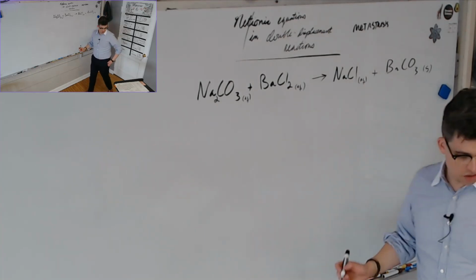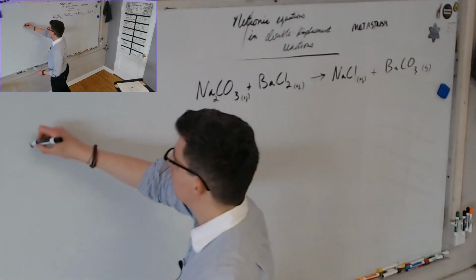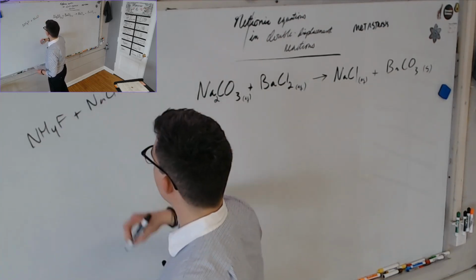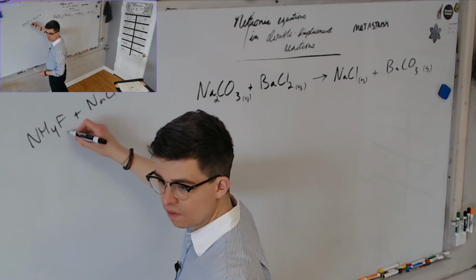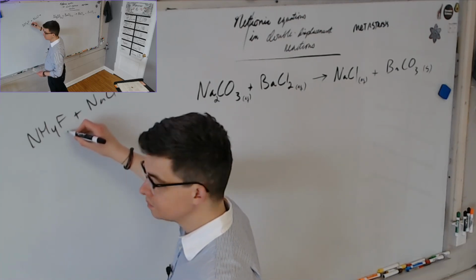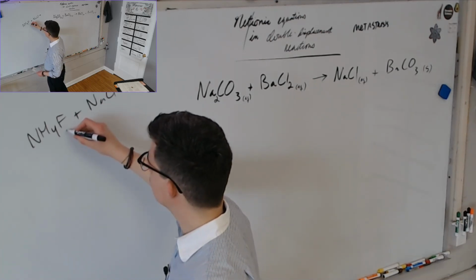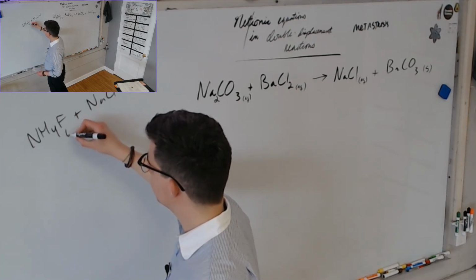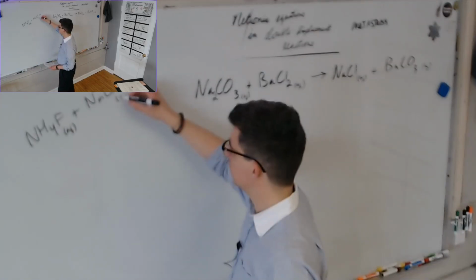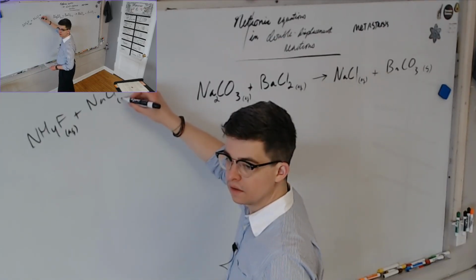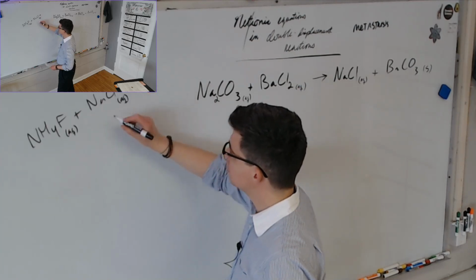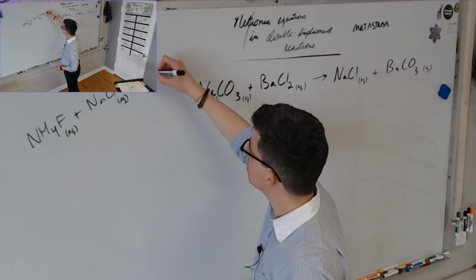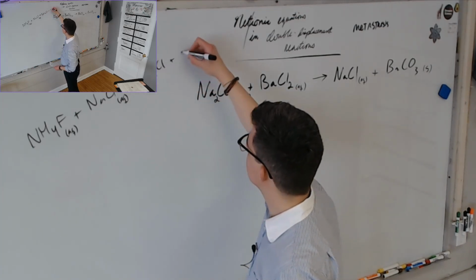However, let's just do another one real quick here. If we instead had ammonium fluoride plus sodium chloride, well, ammonium fluoride, find it. No, AQ. Sodium chloride, you already know. Sodium chloride dissolves in water, so aqueous. Switch them. Now we have ammonium chloride plus sodium fluoride.